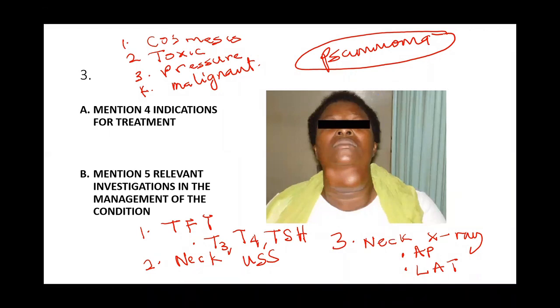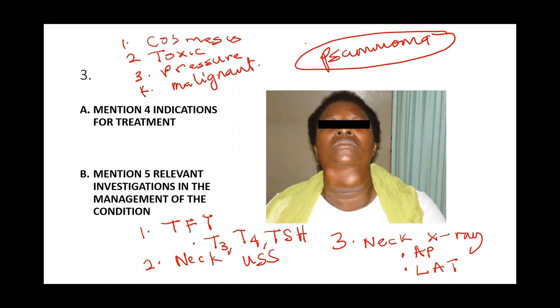So, soft tissue neck X-ray, AP, positioning of the trachea, soft tissue shadow, calcifications. Then the lateral view. The lateral view, you want to check for compression of the trachea. The AP view will not show you, but on the lateral view, you will see the patency of the lumen in relation to the goiter anteriorly.